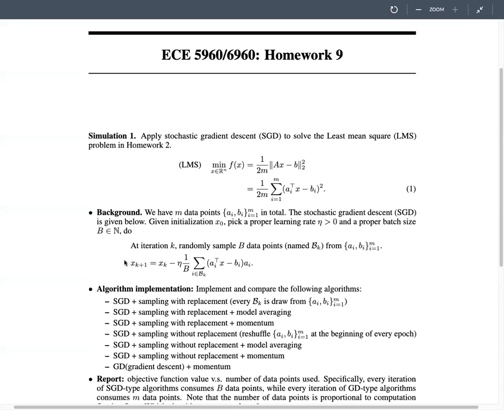And then this is the SGD update rule. These are standard: subtract this, which is the step size. Now this part gives the gradient of the loss function associated with that sample of data points.